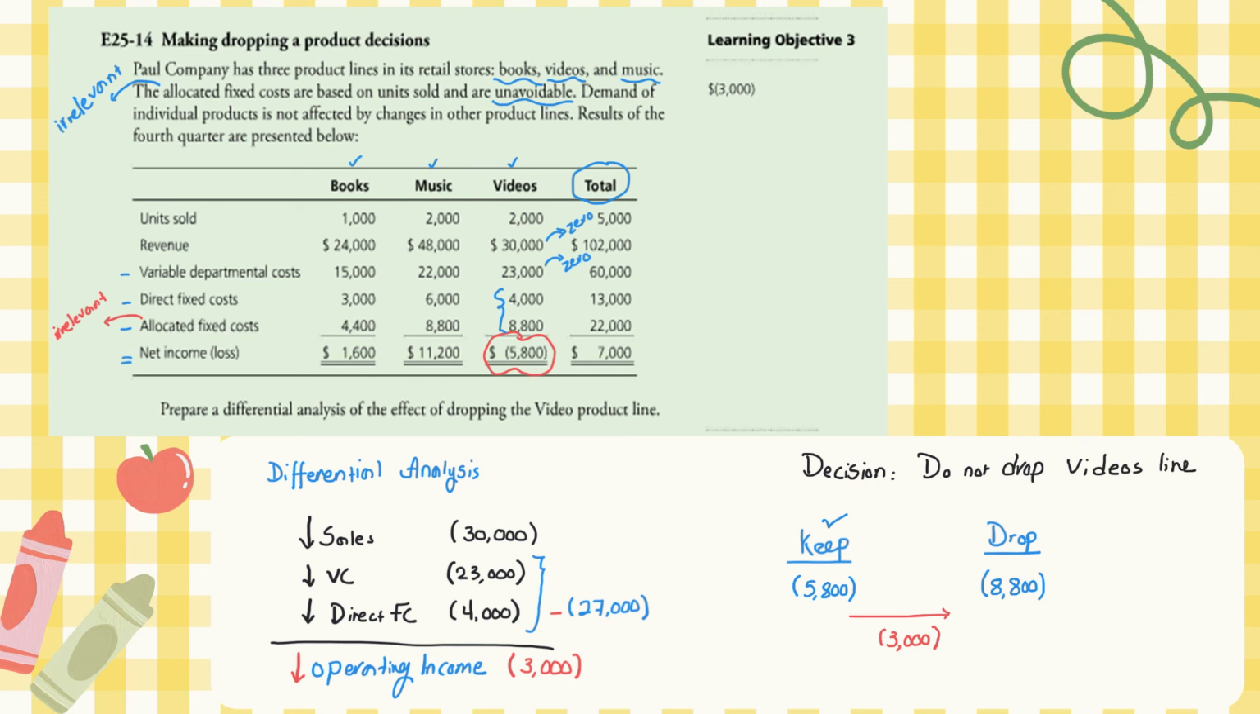And what is the 8,800? It's the fixed cost, the unavoidable allocated fixed cost that I'm gonna still pay, 8,800, even if I drop this line.